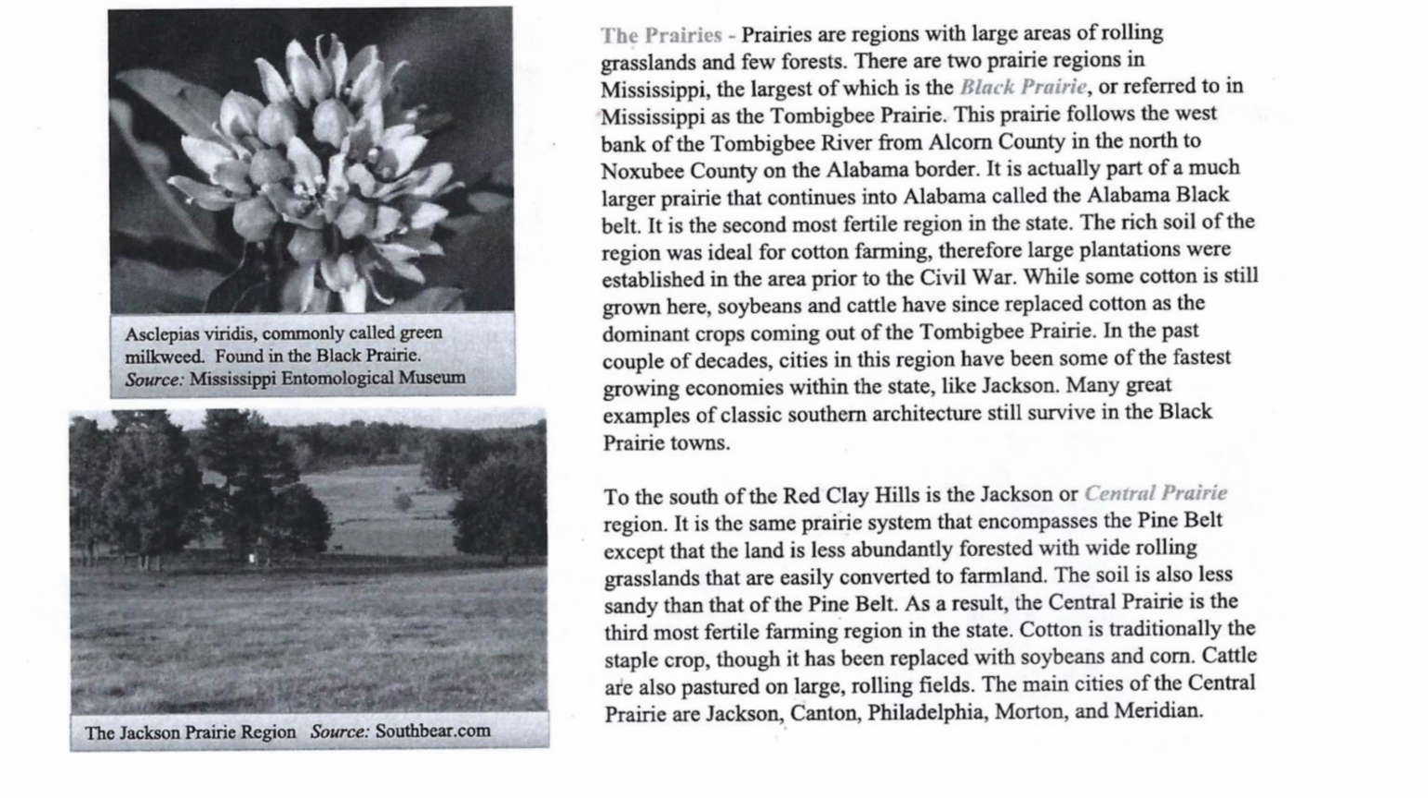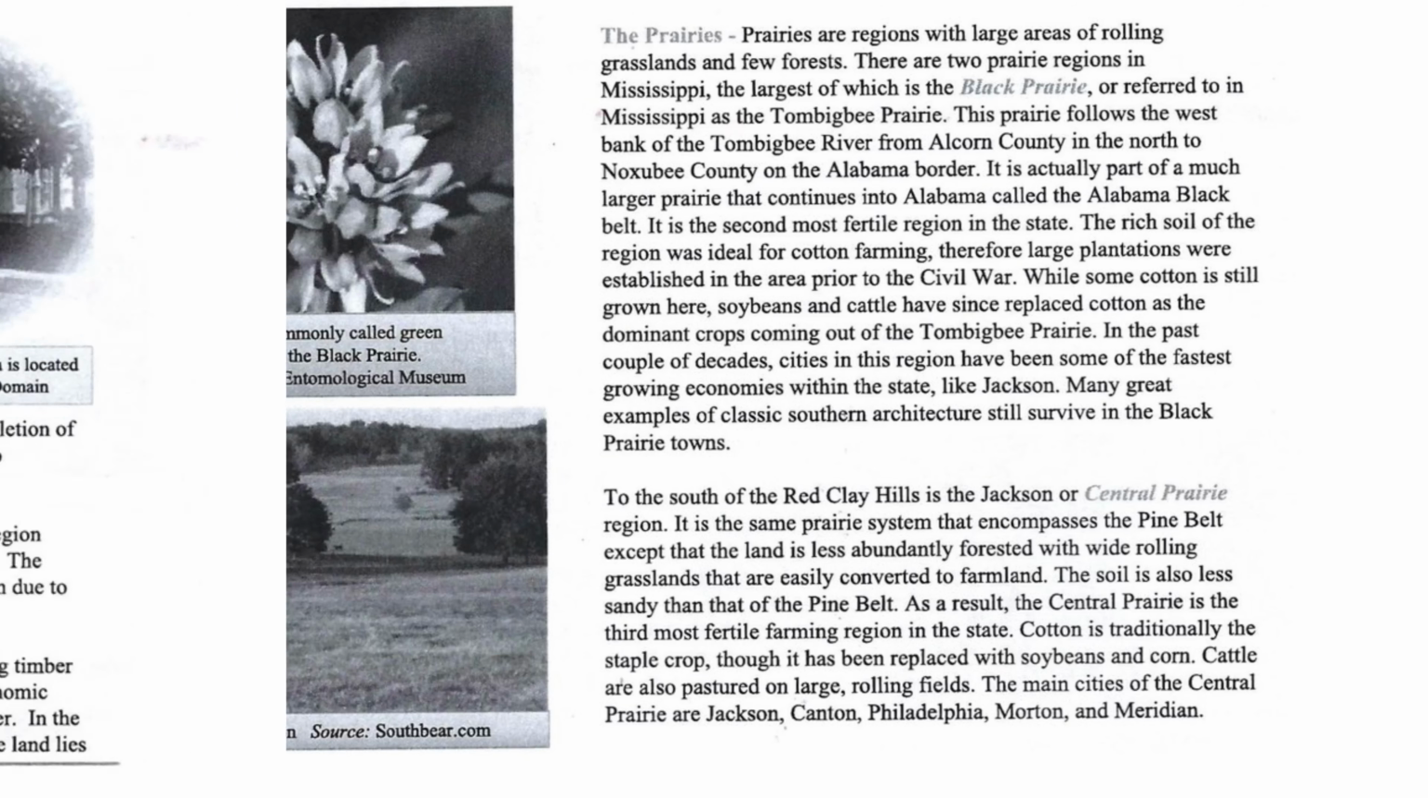To the south of the Red Clay Hills is the Jackson or Central Prairie region. It is the same prairie system that encompasses the Pine Belt, except that the land is less abundantly forested with wide rolling grasslands that are easily converted to farmland. The soil is also less sandy than that of the Pine Belt. As a result, the Central Prairie is the third most fertile farming region in the state. Cotton is traditionally the staple crop, although it has been replaced with soybeans and corn. Cattle are also pastured on large rolling fields. The main cities of the Central Prairie are Jackson, Canton, Philadelphia, Morton, and Meridian.